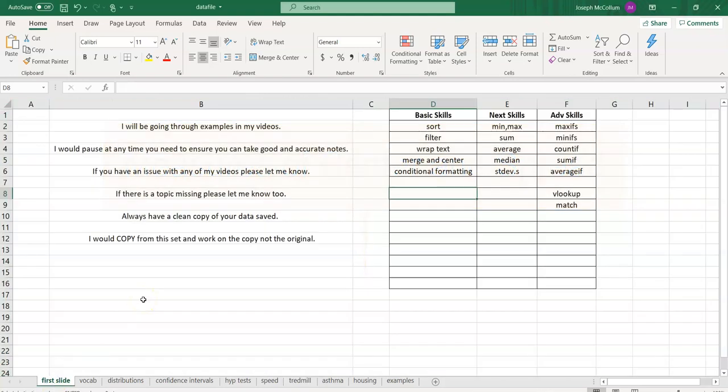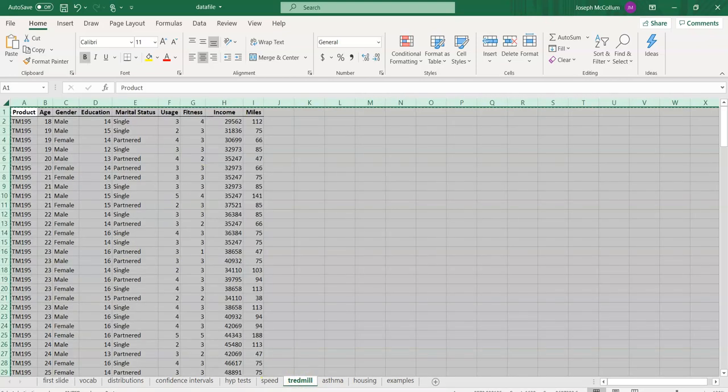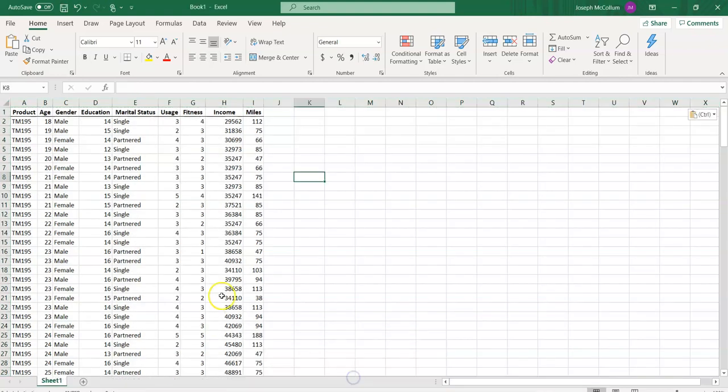Hello everybody. Today we're going to talk about centers and measures of the center. That means we're going to take a look at a data set, and for example, we're going to click on the treadmill tab. I'm going to copy and paste this over to another tab like I've already set up, and we're just going to play around with the idea of the measures of center.